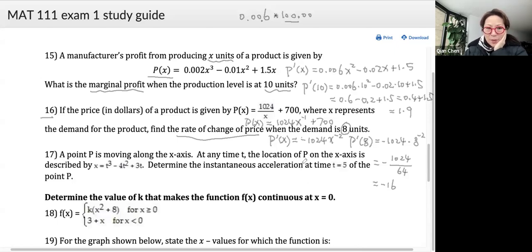Okay, so they're losing money, right? What does negative mean? Negative means they're losing money. Right? If they only produce, if the demand is only 8 units, they're losing money.